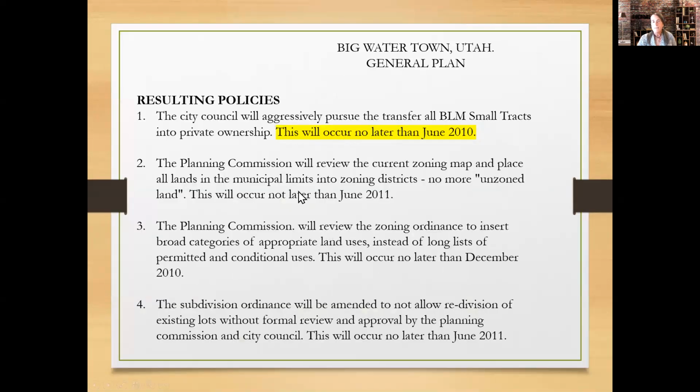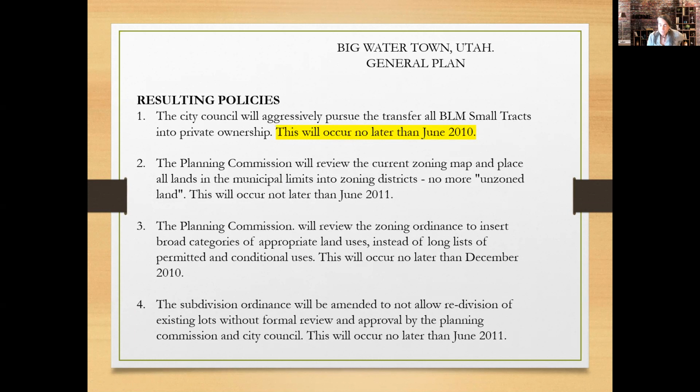And again, their resulting policies are pretty simple. The council is going to aggressively pursue this item, and they set a date. And again, these aren't binding, but it's a good work plan, a checklist for your community. And so I like that. It gives you some goals to achieve.